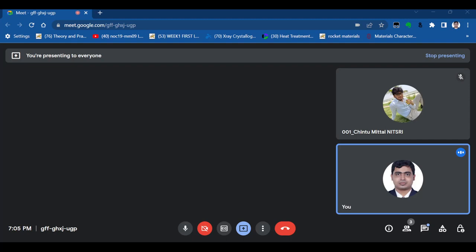Okay, so first you consider the stress matrix and its components: sigma xx, sigma yy, and tau xy. This is the stress in the x direction, this is the stress in the y direction, and these two are the shear stresses. If we draw the stress element, this is your sigma xx, sigma yy, and these two are tau xy, these two are also tau xy.